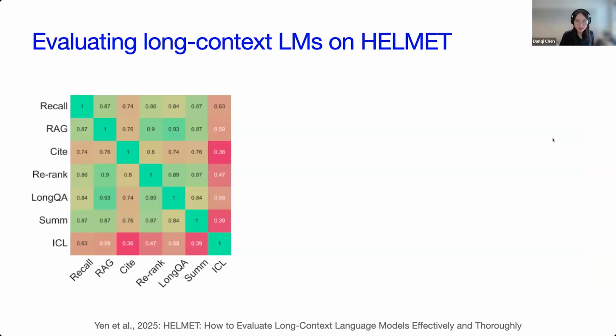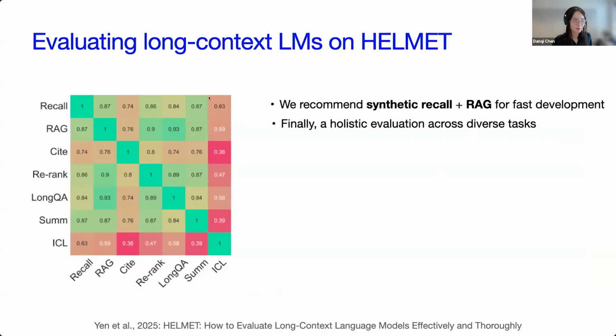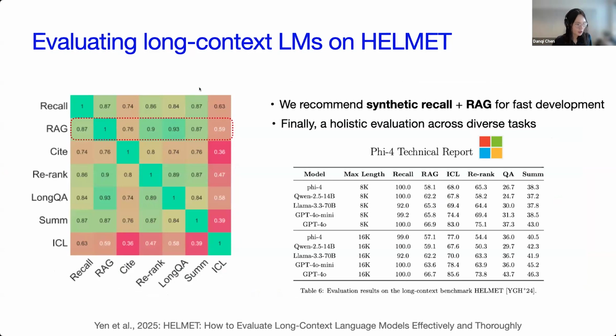Finally, we also look at how these tasks are correlated. We find that RAG is a pretty good downstream task. It correlates pretty well with other downstream tasks, for example passage ranking and citation. And in-context learning is a very different task. It is not correlated well with many other tasks.